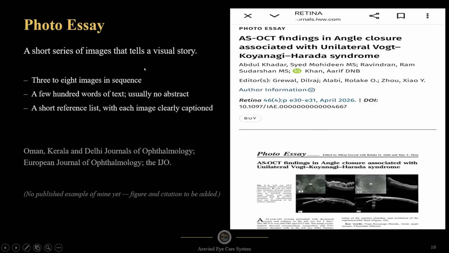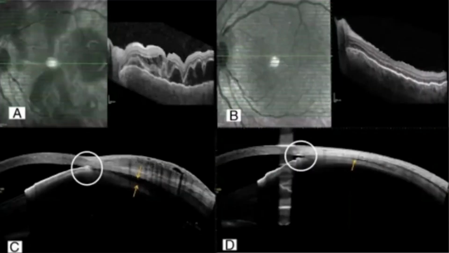So second is photo essay. It's a short series of images that tells a visual story. So this is a very interesting case. It's an 18-year-old girl who was referred to the retina OPD for getting clearance for YAG PI. On examination, in her left eye, the angle was shallow, the AC was shallow, a few cells were there, IOP was 26 millimeters of mercury, and fundus showed us multiple serous detachments similar to what we get in VKH. What we should also remember as PGs and fellows is that VKH can produce uveal effusion.